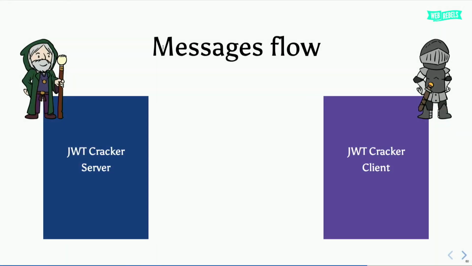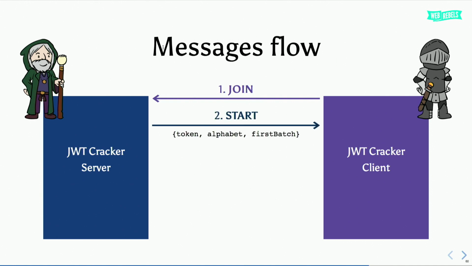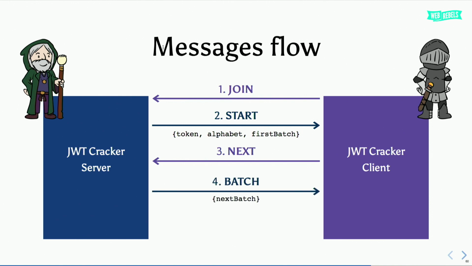So the message flow is going to look a bit like this. A client joins, and the server is going to tell the client: OK, this is the token we are trying to crack, this is the alphabet, and this is the first batch you have to analyze. Then the client starts to analyze, it's not successful, so it requests a next batch. The next batch is passed back, and it's just the information: OK, start from this index and go to this other index.